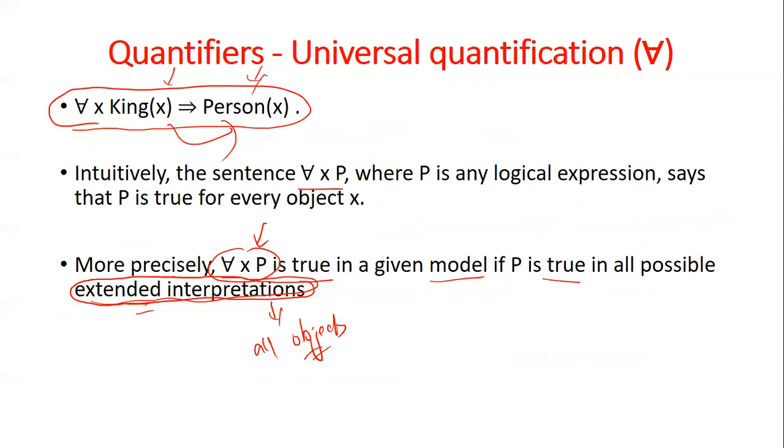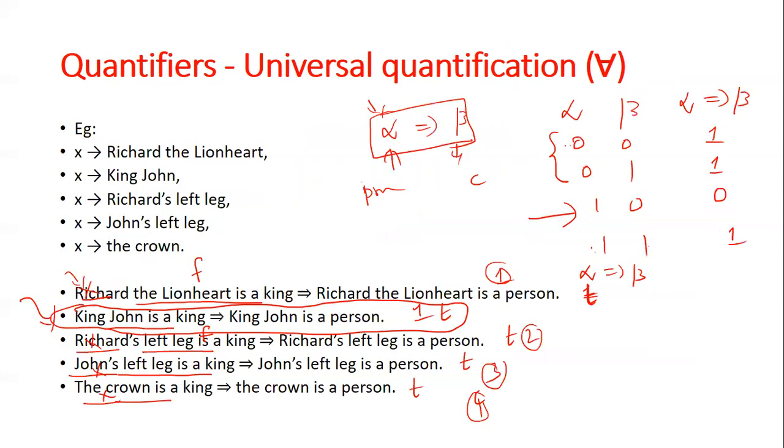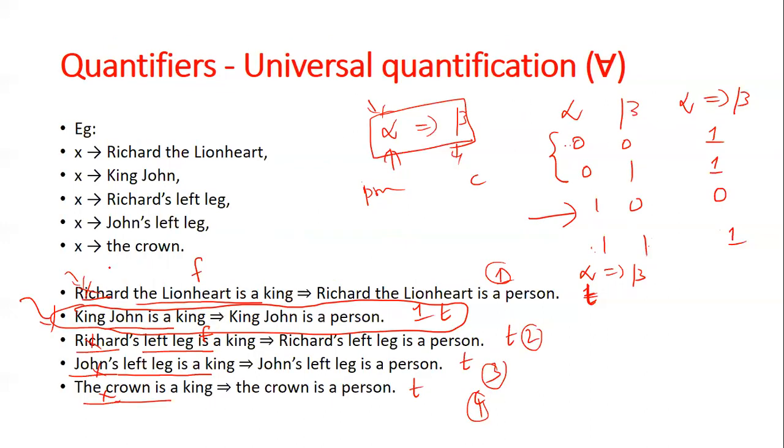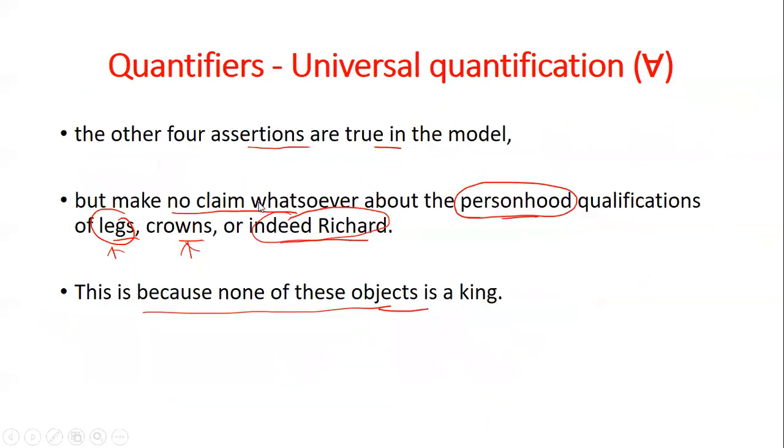So here we can see we have used only implication to prove this. Universal quantification says that it should be true for all the cases, and that is what we have proved here. It is true for all the cases, but certain properties are not applicable to certain cases, right?